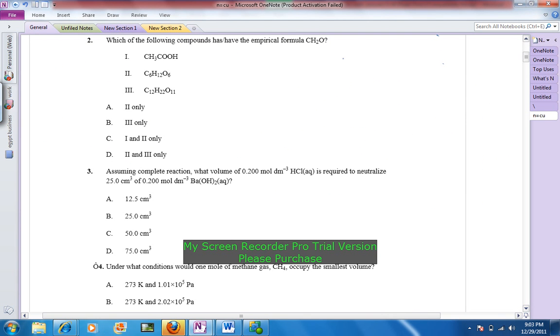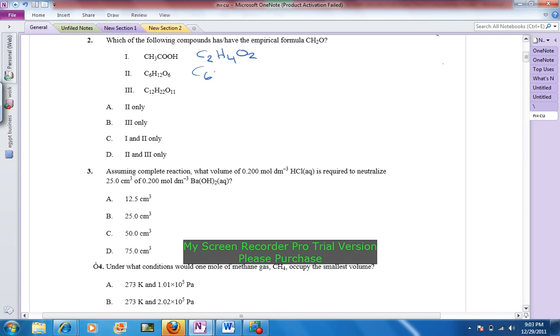Okay, the next question. It's talking about which of the following compounds has or have the empirical formula H2O. Empirical formula is just the simplest ratio of the molecular formula. So what you do is you take all the C's and put them together, so C2, then put all the H's together, H4, and all the O's, so O2. You do that for all of them.